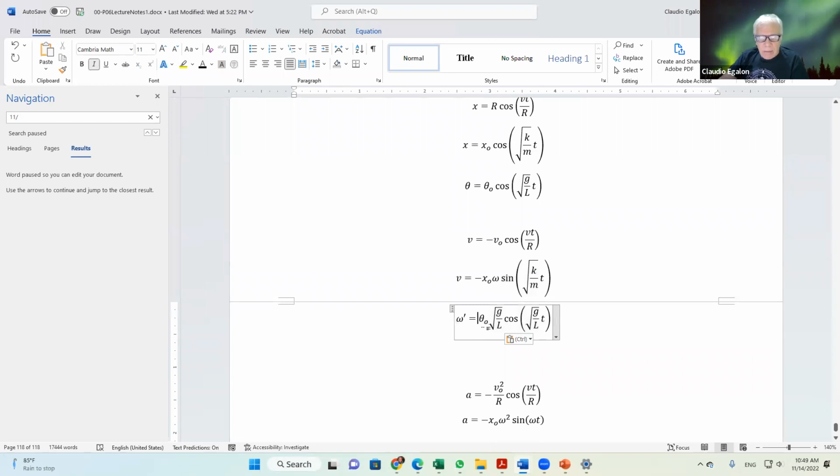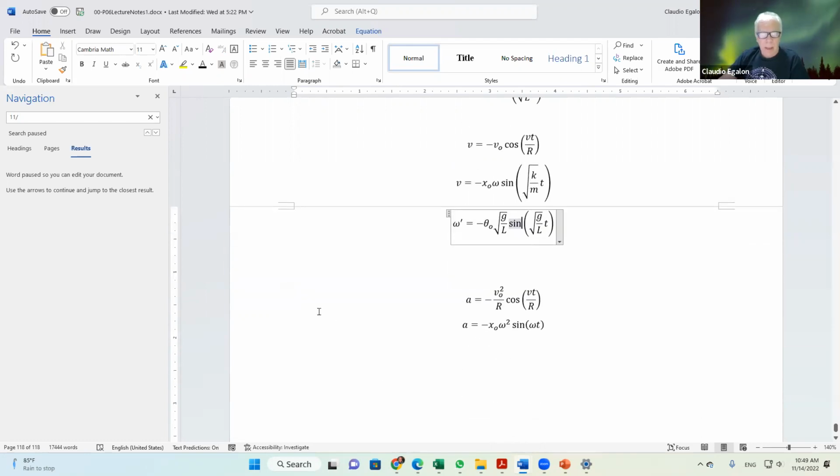And we must have a negative sign here too. But first, don't forget about the sign, right? And finally, the angular acceleration, alpha. That's going to be G over L.